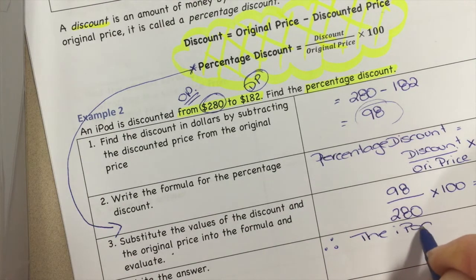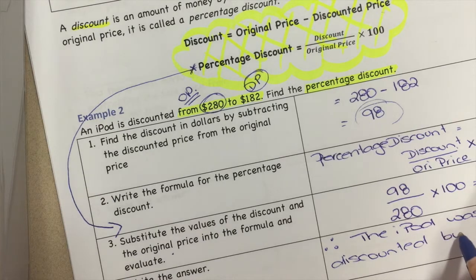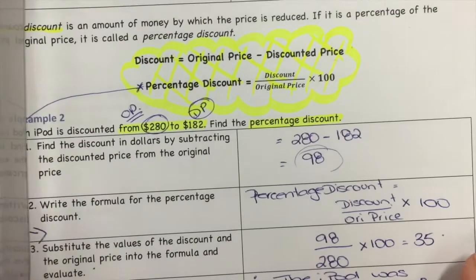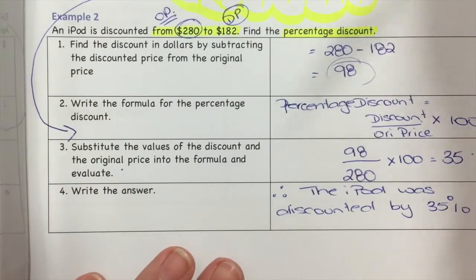the iPod was discounted by 35%. So if you would like to fill that part in on your example, then we'll move on to the next one.